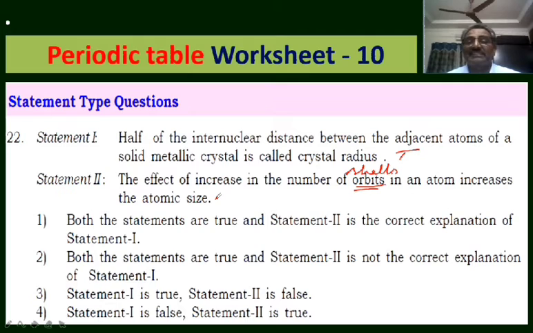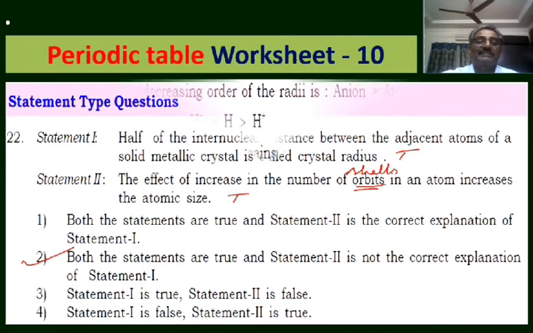If the number of shells increases, the inner electrons also increase. That is, shielding effect also increases. So it causes the increase in size. So this is also true. But this is not the reason for the first statement. So here the second option is the right option. Both the statements are true, but second statement is not the correct explanation of the first statement.